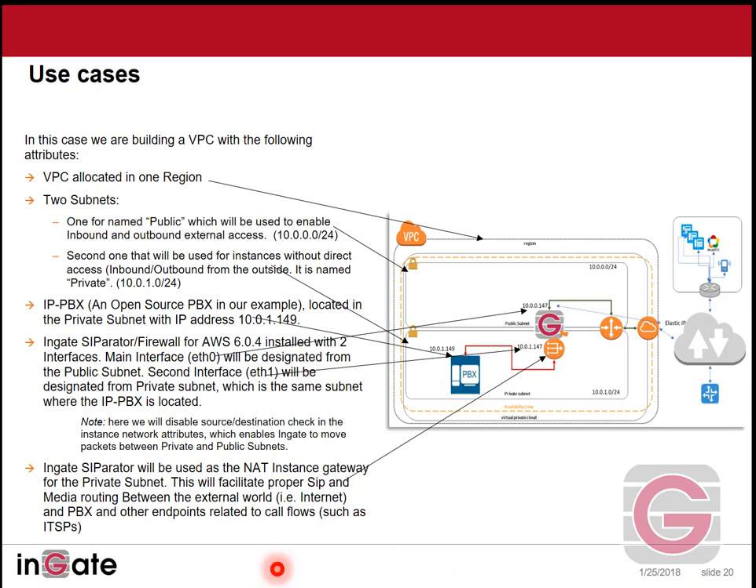As a last point, we are also going to enable the SIParator to become the NAT default gateway to provide NATing to the PBX. We are going to show how to do that. This is basically a setup of the networking on the VPC side of the AWS console.